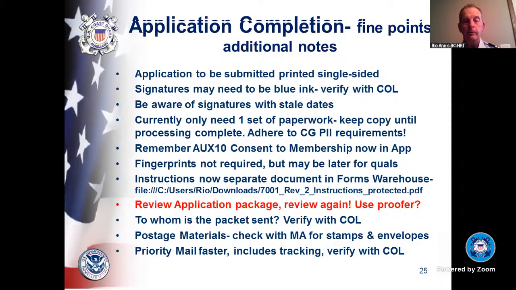A note on postage materials. I know that there are some HR people and some flotilla commanders that don't know that they can get postage materials through their MA. So contact your FSO MA and have them order stamps and envelopes for you. It's free, so you don't need to spend your own money or flotilla's money on that. Priority mail is faster and includes tracking. You can use that. It's not required. It's just a good idea. But again, verify with your chain of leadership.